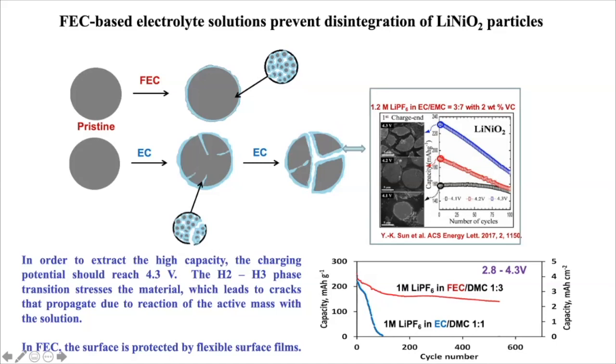Now, this is work from Yang Kuk-san, my colleague and friend, and it appears that as we push the potential to 4.3 volt, where we want to extract the maximal capacity, it's reasonable for the electrolyte solution, but it's bad for the material, because here we come up to some phase transition which puts more stresses and leads to cracks. So what happens with the fluorinated solvents? We have coverage of the cathode by surface films, and now the electrolyte solution doesn't have a chance to go in. And even if we have stresses, strains, and cracks or microcracks, we don't have this propagation of cracks with solution reactions that finally destroy the particles. And the result is stabilization during hundreds of cycles of full cells.